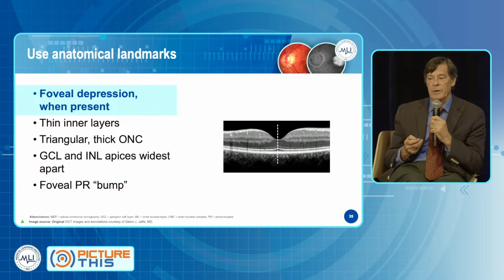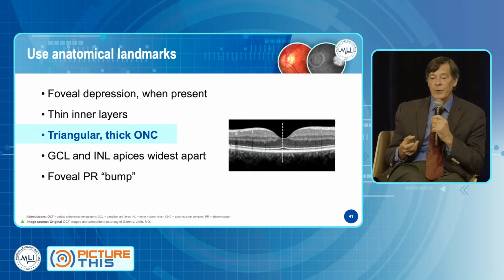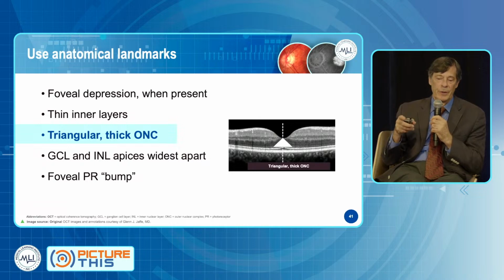The first one, and the most obvious one people think about, is the foveal depression, the area in the center where the retina is the thinnest. So you see that here. The other thing that happens is that in the very center, the retinal layers disappear. And so you see the retinal layers going across and then they're gone. I also use this triangular area of the outer nuclear complex, the dark hyporeflective region that you can see here. That also helps to define the center.